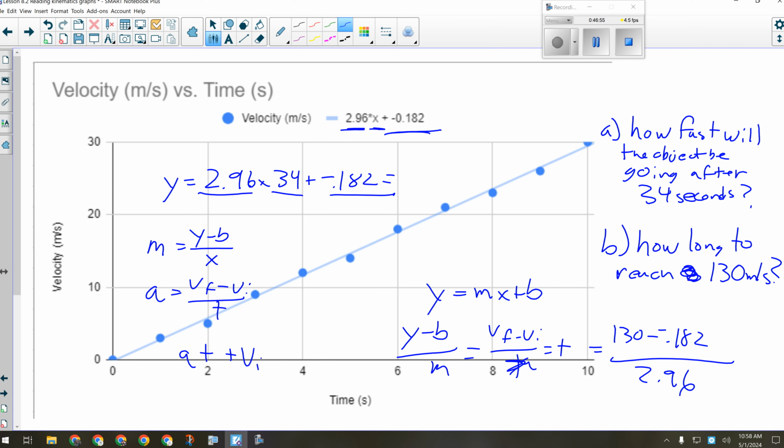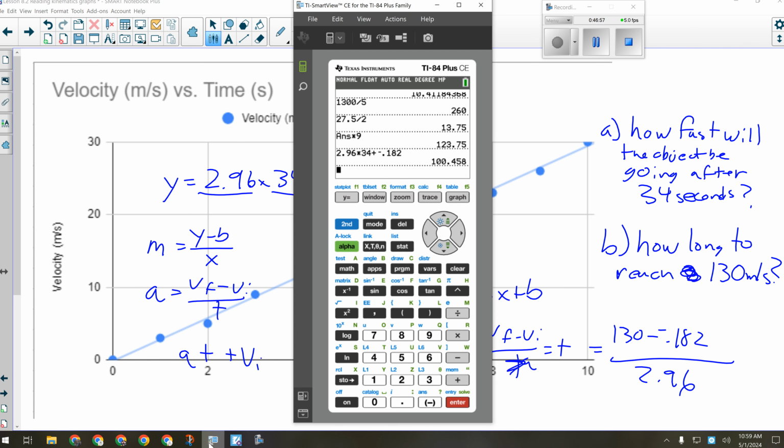Just using my graphing equation, right? 130 plus 0.182 divided by 2.96. Why does it keep putting a 3 when I want a 6? Oh, I missed a decimal. I was like, whoa, that number seems really small. Sorry, guys. Divided by 2.96. Better. So it'll take 44 seconds to do that.